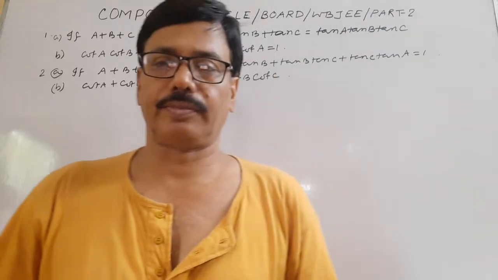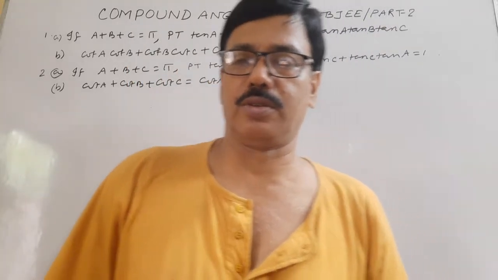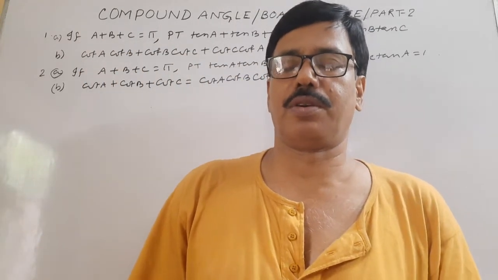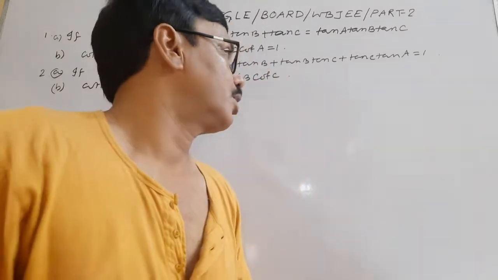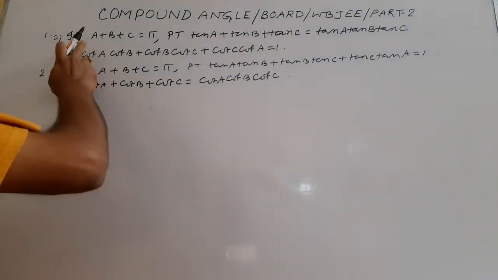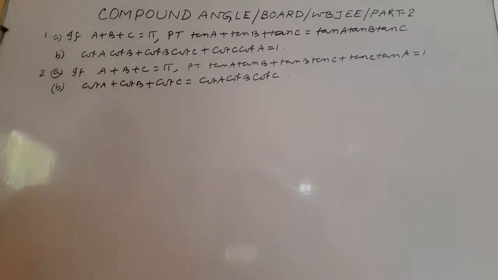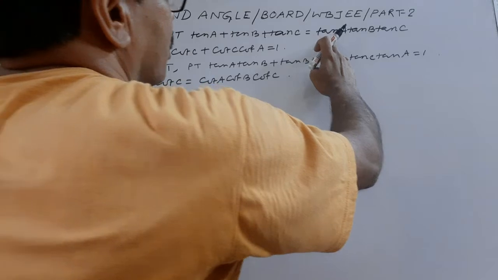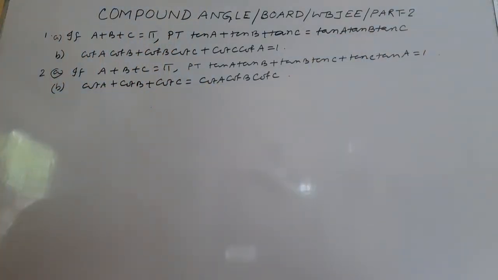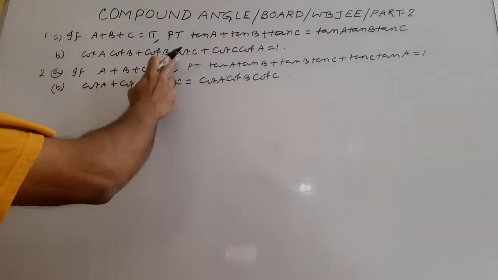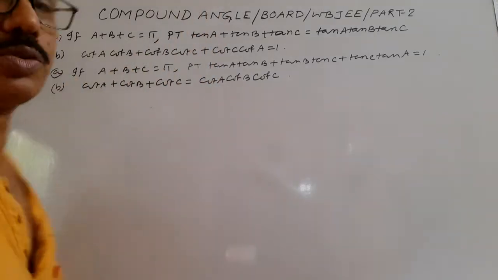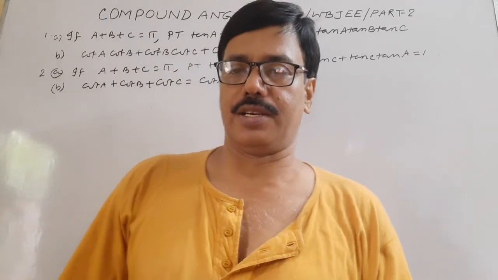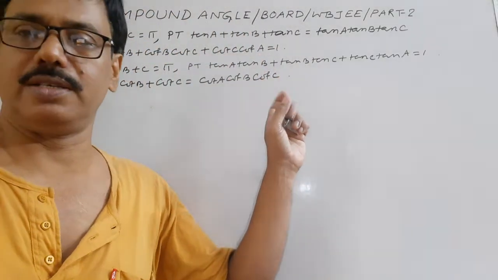Now, today I will discuss also some basic but important problems. So look, if A + B + C = π, then prove that tan A + tan B + tan C = tan A tan B tan C, and cot A cot B + cot B cot C + cot C cot A = 1. These are also called conditional identities. One condition is given.